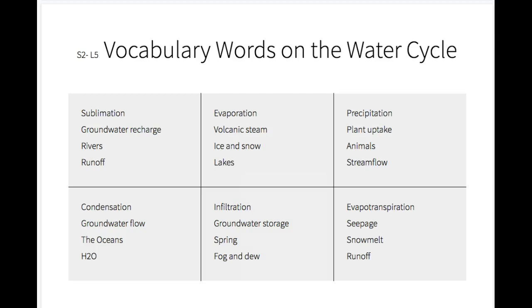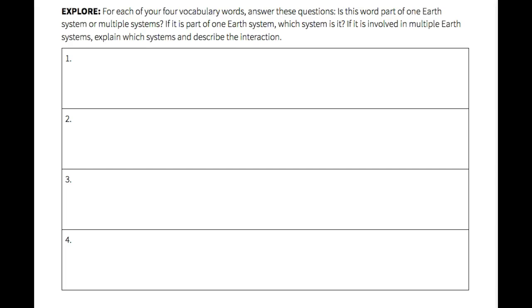Each group will be assigned a set of 4 vocabulary words related to the water cycle. They will use the water cycle diagram to help determine whether or not the word is involved in one or multiple Earth systems and how water interacts with these systems. They will record these ideas in their student journal.